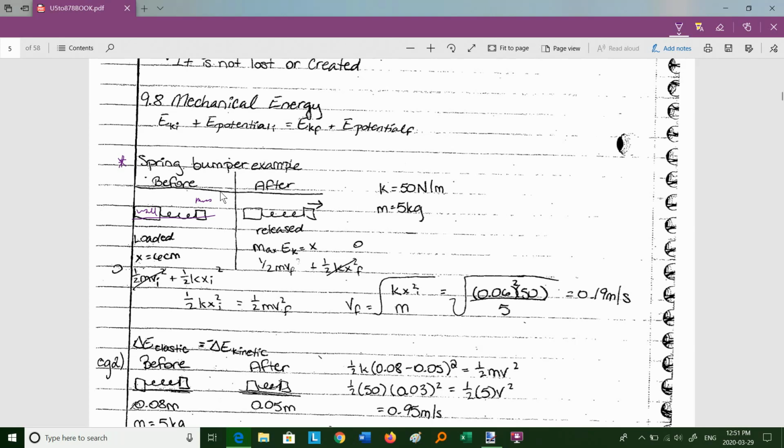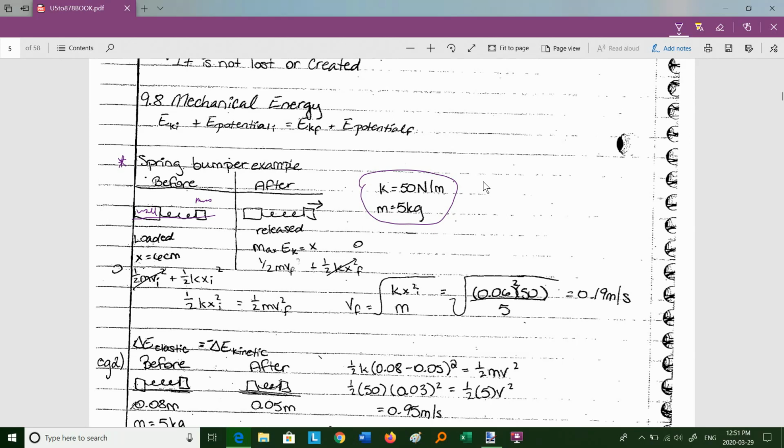As it does, it picks up speed, it picks up kinetic energy, because now the stored elastic potential energy is being converted into kinetic. So we want to find out, once you're back at equilibrium, how fast is your block of wood moving. You're given the spring constant, 50 newtons per meter, you're given the mass.